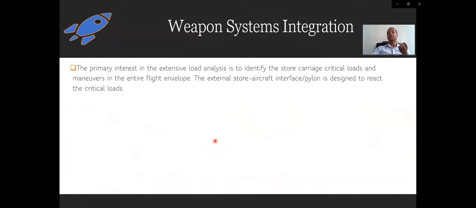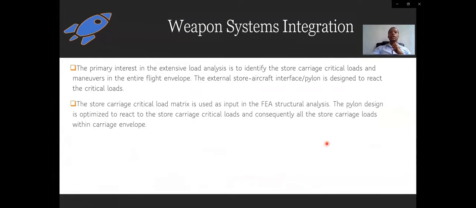Now, the primary interest in the extensive load analysis is to identify store carriage critical loads and maneuvers in the entire flight envelope. The pylon is then designed to react those critical loads. Now, the store carriage critical load matrix is used as input to the finite element analysis. The pylon design is then optimized to react to the store carriage critical loads, and consequently all the store carriage loads within the carriage envelope.